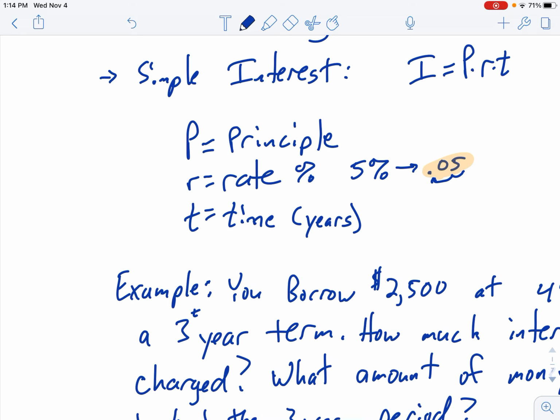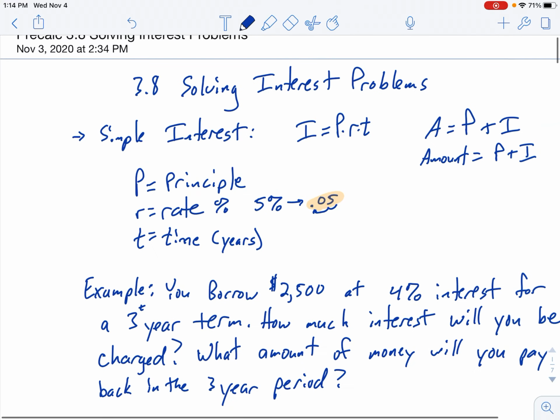T stands for time. And the thing with simple interest is the interest is calculated one time out of the whole life of the loan, and that's it. And it's just multiplied together, and that's the end.